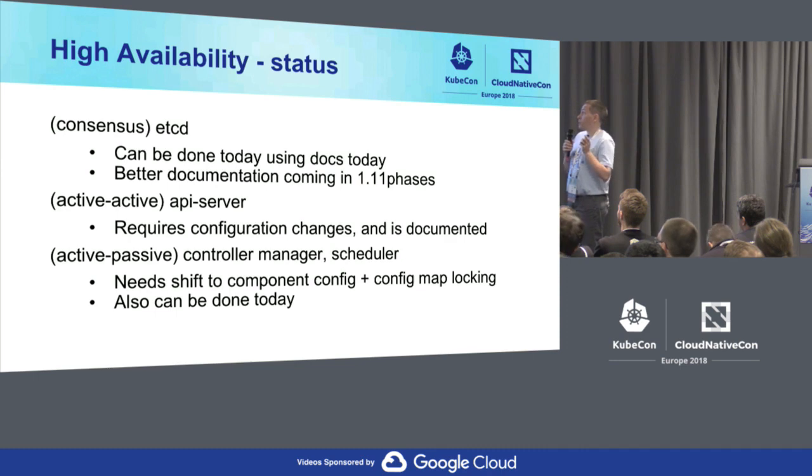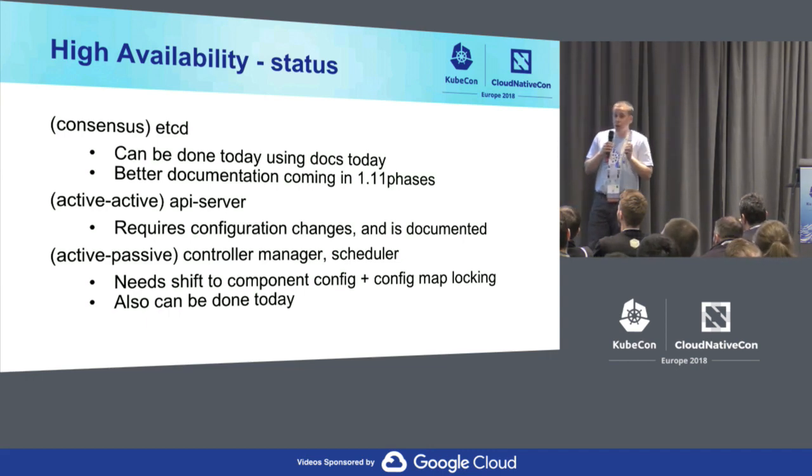Active API servers require just a minor configuration change, and that's all documented. Controller manager and scheduler. The only thing I really want people to think about over time, and we're going to add this behavior, is that when you're doing this, to try to lock on config maps, and we'll add that feature in kubeadm going forwards.